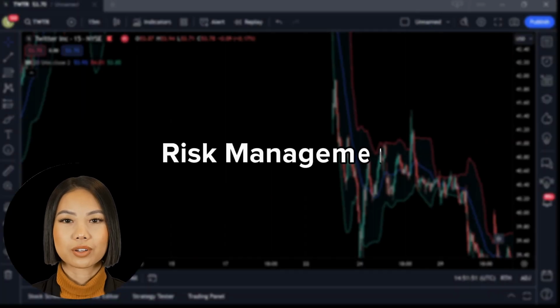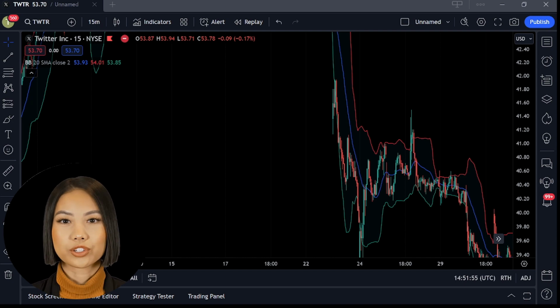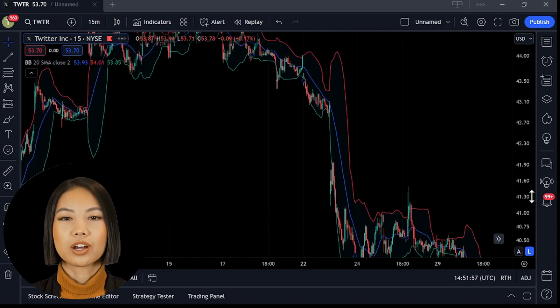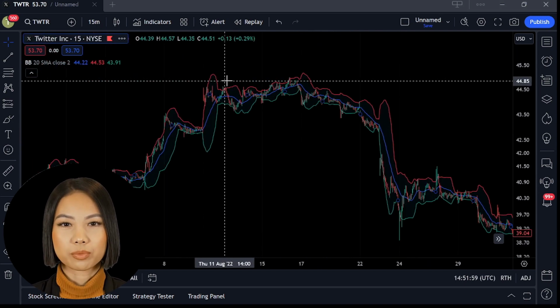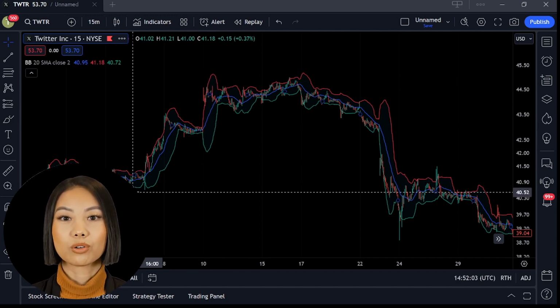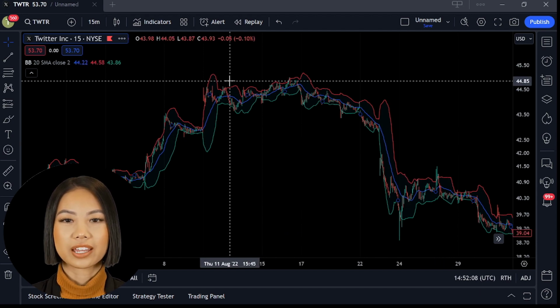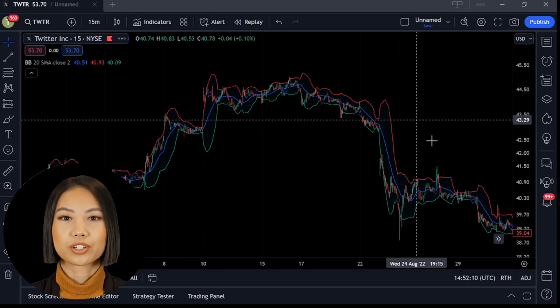Risk management. Effective risk management is key. Always set stop-loss orders to limit potential losses. For instance, place a stop-loss below the recent support level when buying or above the recent resistance level when selling. Proper position sizing based on your risk tolerance and the asset's volatility is also essential.